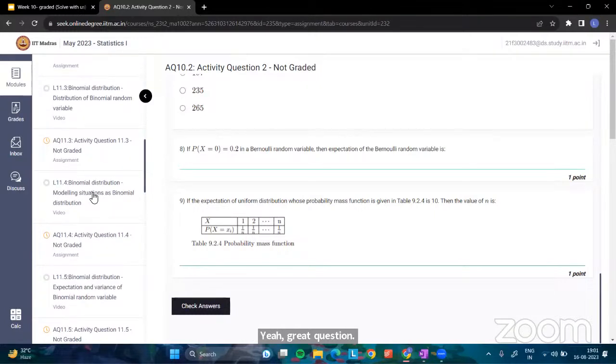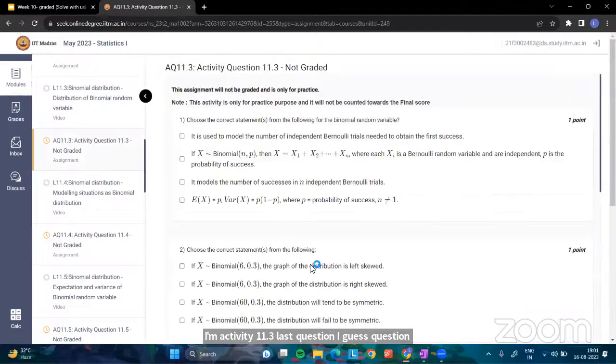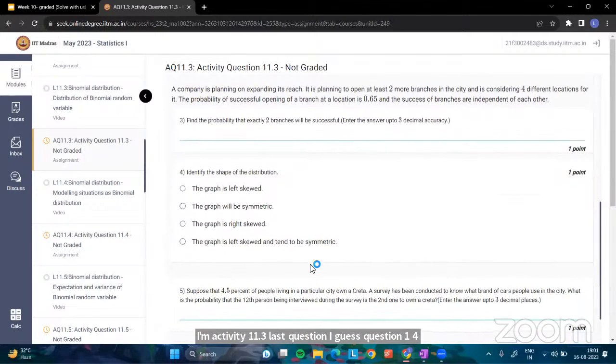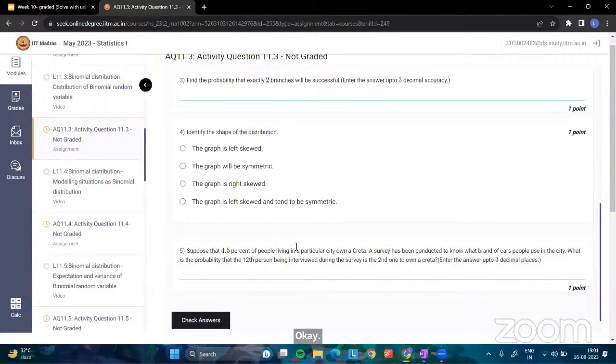Which question is it? Ma'am, activity 11.3, last question, I guess question number 4. Okay. Sorry, it's question number 5. Suppose that 4.5% of the people living in a particular city own a Creta. A survey has been conducted to know what brand of cars people use in the city. What is the probability that the 12th person being interviewed during the survey is the second one to own a Creta?